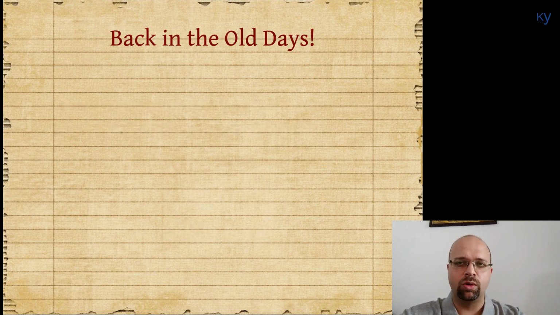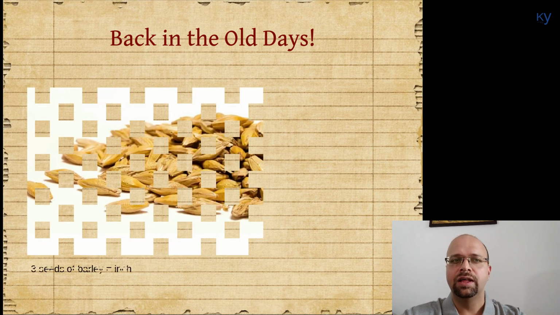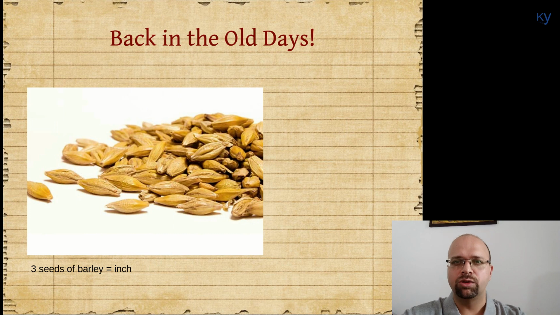In fact, in the old days, that is how measurements were done. The famous unit, which we call inch now, originally was defined as 3 seeds of barley. So you take 3 seeds of barley, put them one behind the other, and the total length of these 3 seeds of barley was what was defined as an inch.